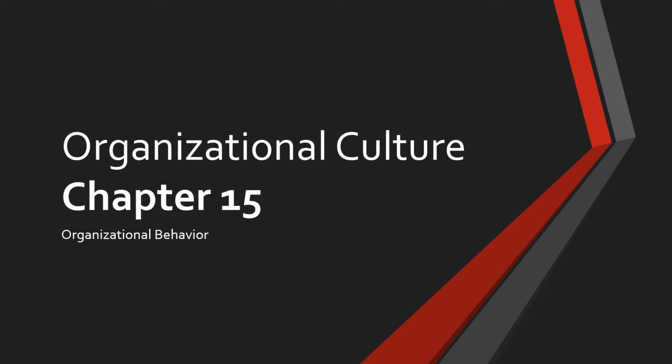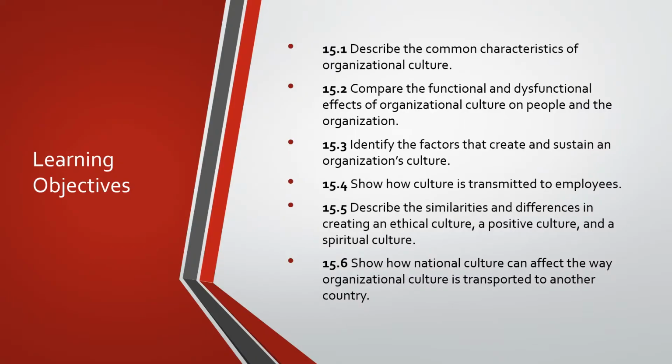So now we will continue with chapter 15, organizational culture. After studying this chapter, students, you should be able to first describe the common characteristics of organizational culture. Compare the functional and dysfunctional effects of organizational culture on people and the organization, and then identify the factors that create and sustain an organization's culture, and show how culture is transmitted to employees.